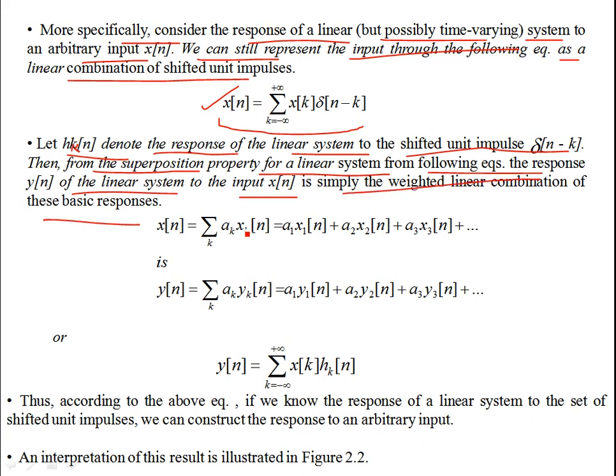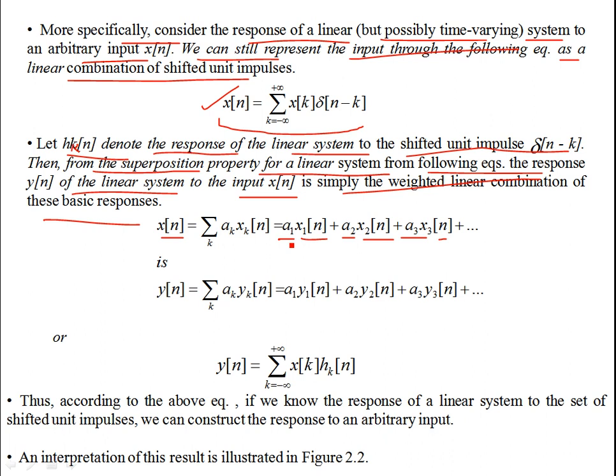So if you recall the previous discussions on the basic properties of systems, for example, if you have x of n, which is a linear combination of individual inputs x1, x2, x3, scaled by the corresponding scalars a1, a2, a3, you make a new input x of n, which is a linear combination of the other inputs x1, x2, x3.